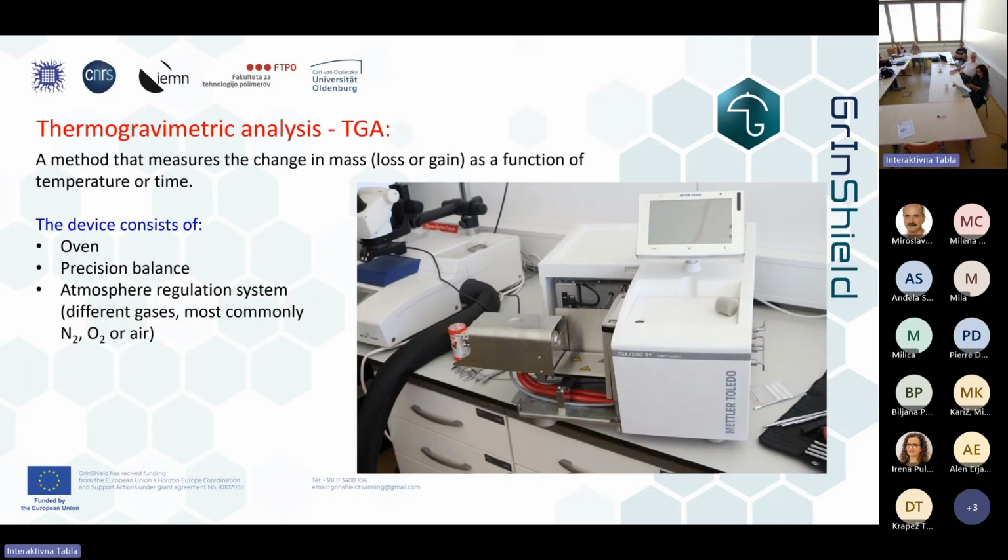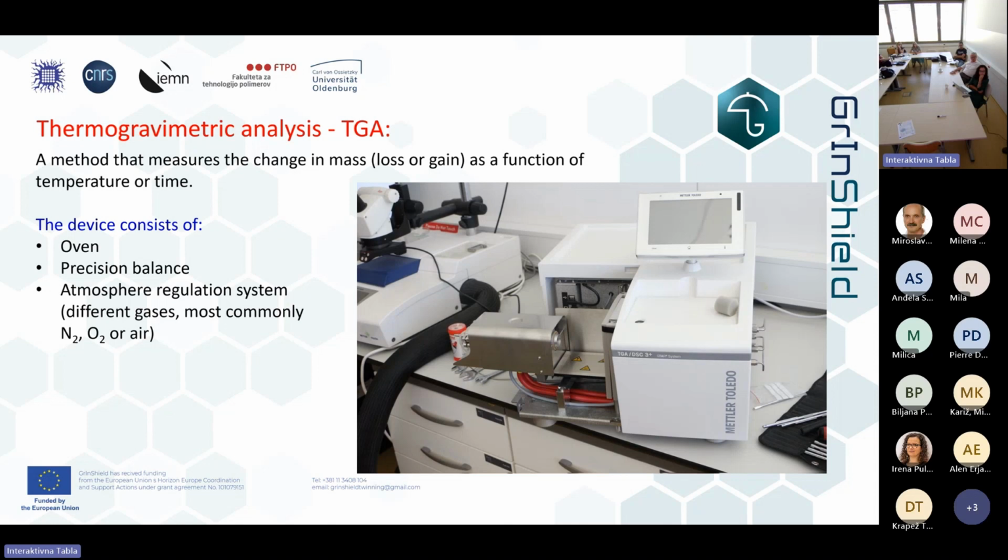So much about the DSC. The second method is thermogravimetric analysis. This measures the change in mass, which might be a loss of weight or a gain of weight, as a function of temperature and time. Yes, also material can gain some weight. For example, if you do a measurement in oxygen, it can oxidize, take oxygen, and it will be heavier than before.